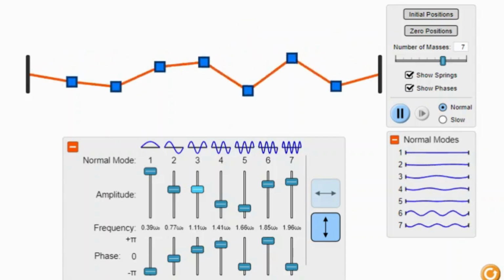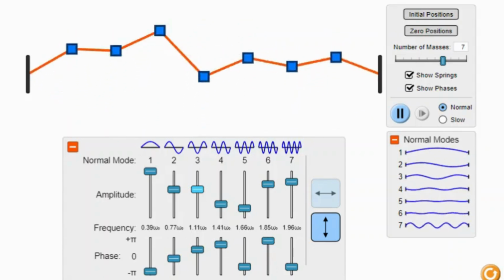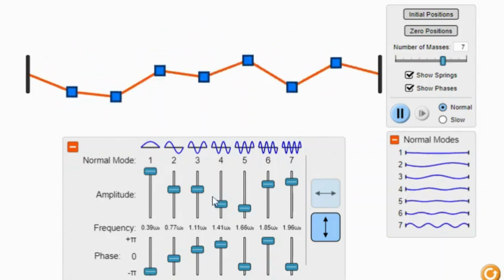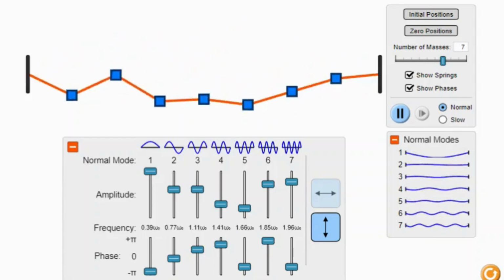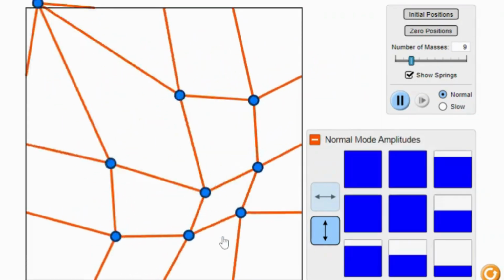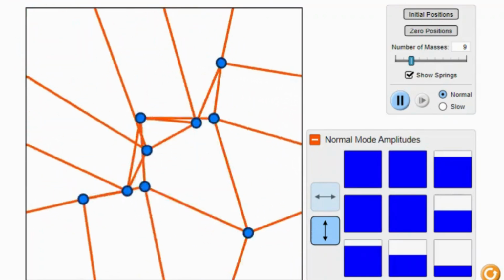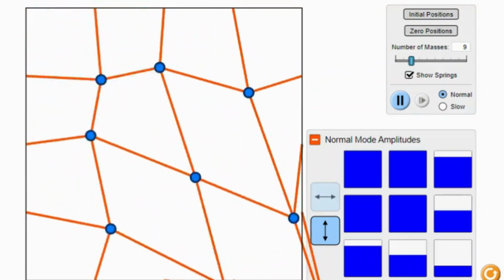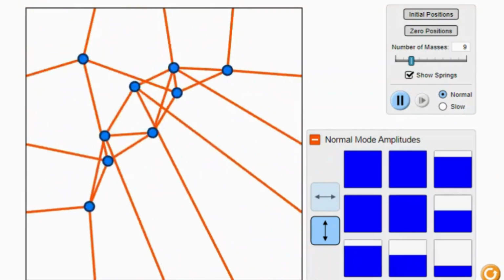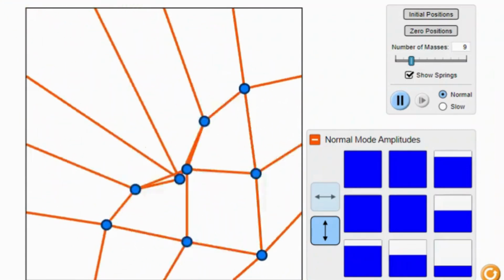In more complex systems, such as a vibrating plate or a molecule, the number of degrees of freedom can be much larger. The normal modes of these systems can be determined through mathematical analysis or computational methods, such as eigenvalue decomposition. The simulation allows students to adjust the parameters of the system, such as mass, stiffness, and boundary conditions, to observe how these changes affect the normal modes.